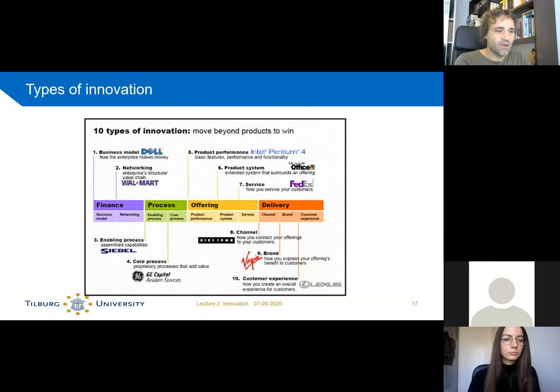So this is a picture which shows the extent of how you can innovate as an organization. On the next slide, I have a more concise way of explaining the types of innovation. But let's first give you this example of how you can innovate as an organization. There are a lot of different ways to innovate.